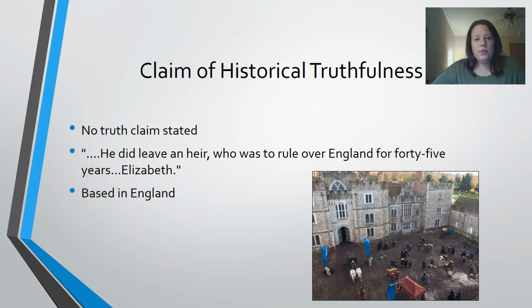Claims of historical truthfulness. There was no real claim stated through the movie. It didn't say based off a true event or anything like that. But towards the end of the movie, when the kids were out playing in what looked like a meadow, they did flash back to each of the main characters and say where they were or what they did. And one that stood out to me is when they were painting over the kids, and it said, he did leave an heir who was to rule over England for 45 years, Elizabeth. And then the movie was based in England, and you could tell that throughout the movie, and they also did reference it in the movie, saying they were in England.